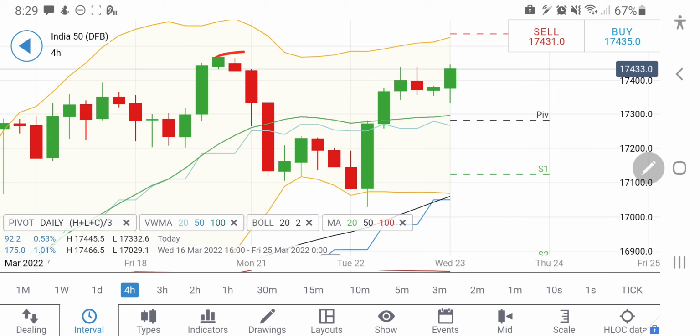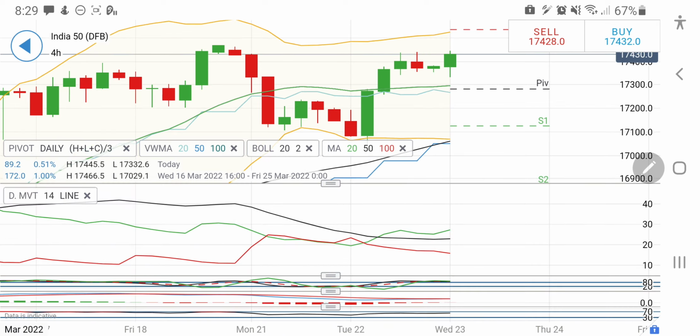And right now it is forming almost a double top there, and with the formation of a double top it can try to resume a drop. However, with the Asia session remaining bullish today, we have to be very cautious with the shorts, and yes, a good short entry below 17,350 and 17,300 can be taken.